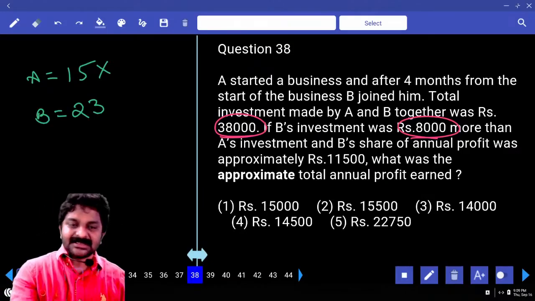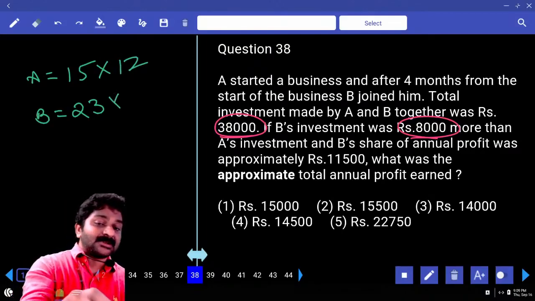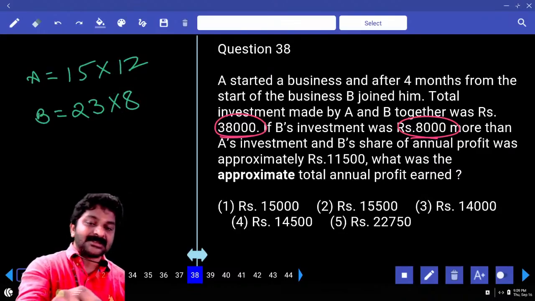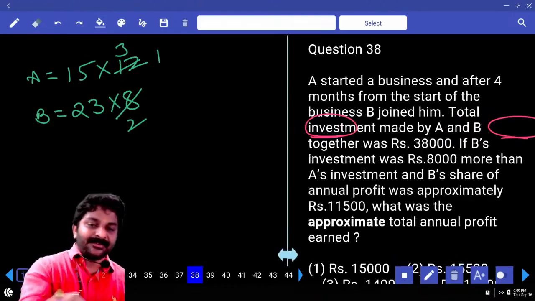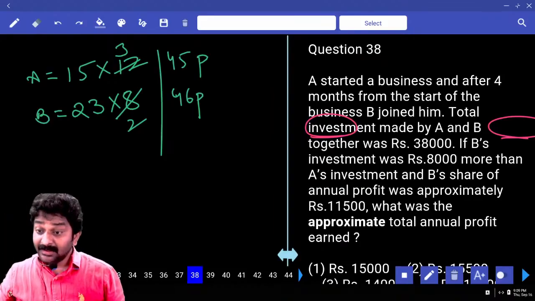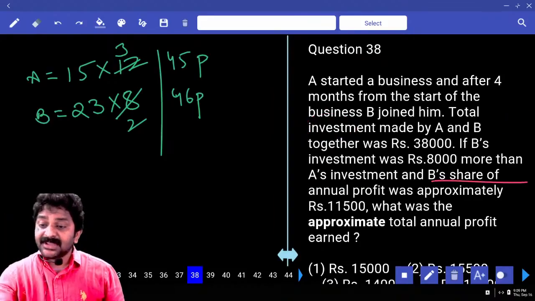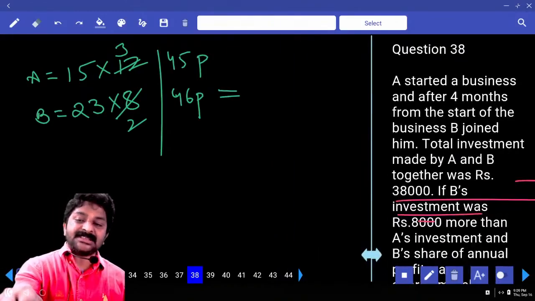A started the business, so he will be there for 12 months. B joined after 4 months, so he will be there for only 8 months. 4, 2 times, 4, 3 times. No more simplifications. 45 parts and 46 parts. Now, B's share of annual profit was approximately 11,500. That means 46 parts is equal to 11,500 only.